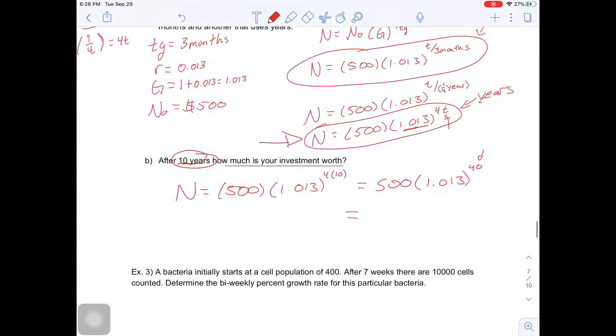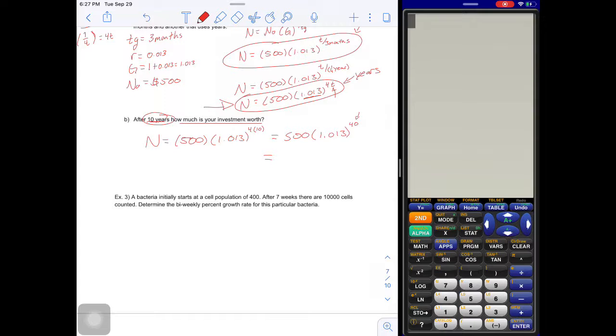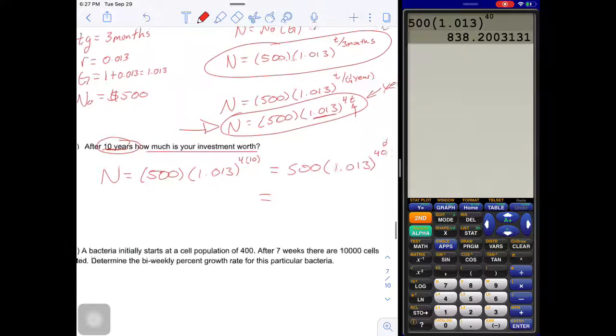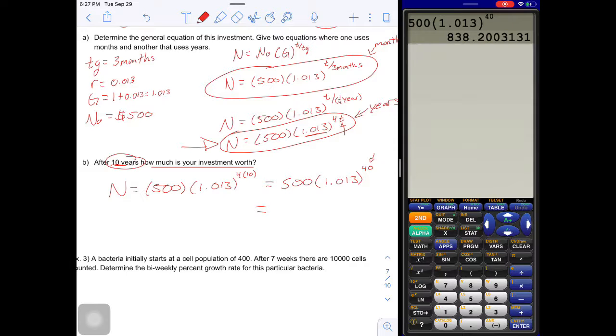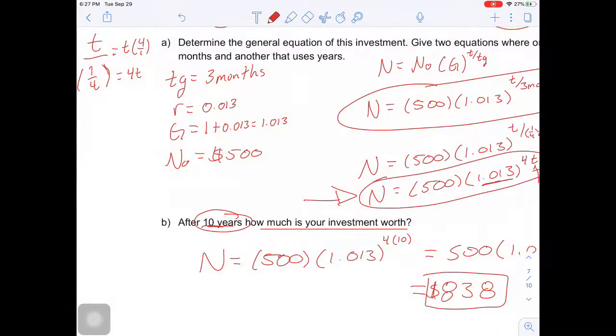So let's bring out our calculator. Let's clear this, okay? So 500 times 1.013 to the power of 40. So after 10 years, that will give me $838. So we didn't increase very much. This investment is okay, but as you go along, that'll increase by quite an amount. Okay. Now, hopefully that helped.